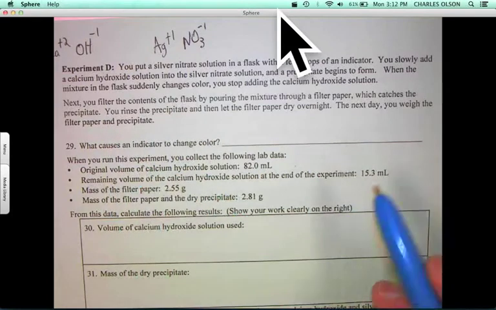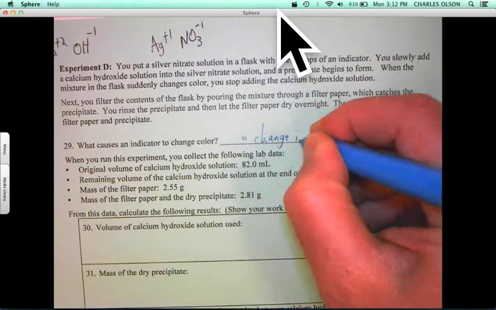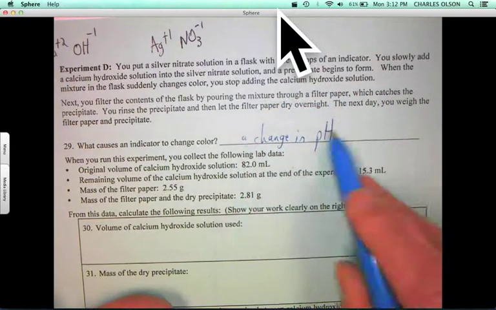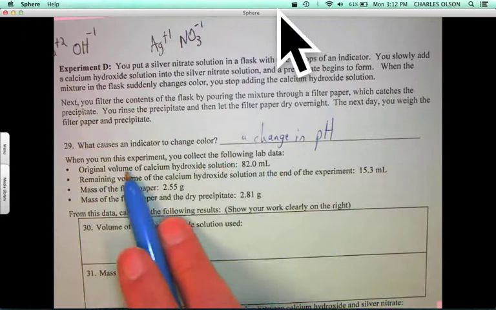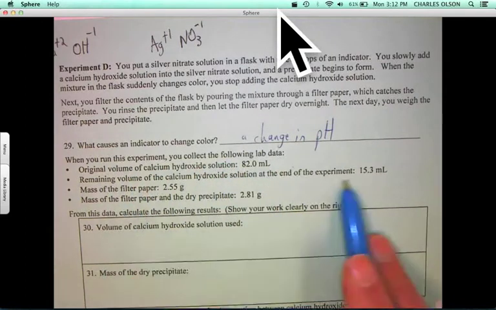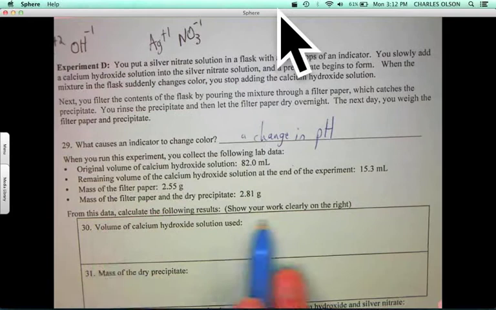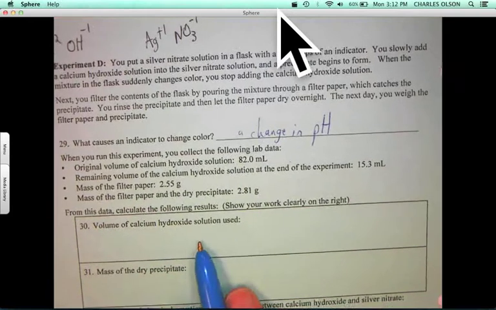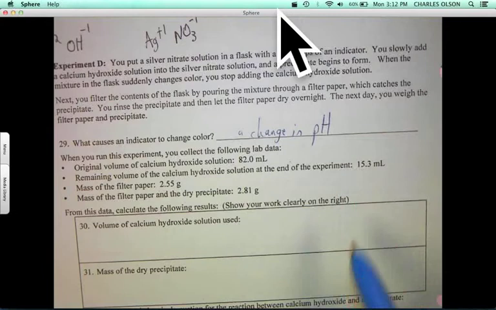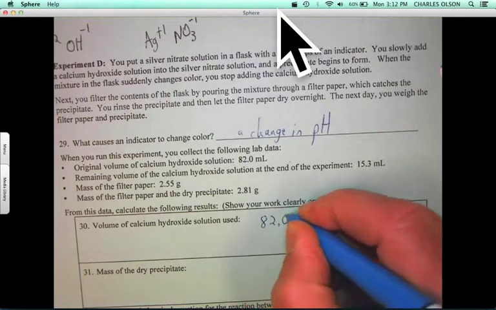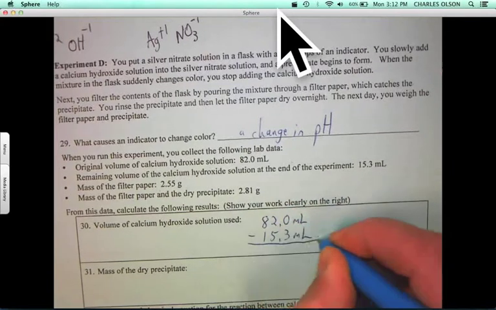Okay, so what causes an indicator to change color? A change in pH. Now, it's different for different indicators, but that is true. And when we run the experiment, we collect this lab data. We have the original volume of calcium hydroxide and the remaining volume, the mass of the filter paper, and the mass of the filter paper plus precipitate. So we can calculate, for example, the volume of calcium hydroxide solution used. That's, of course, the difference between what we started with and what we ended with. So showing our work, 82.0 milliliters minus 15.3 milliliters.